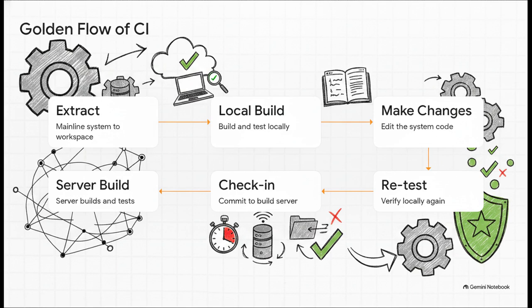And finally, step 6, the server builds and runs its own tests. If it passes, fantastic, your changes become the new definitive baseline. If it fails, well, the developer has to recognize the fault and fix it immediately. So, long story short, CI is all about constantly integrating and testing small changes to catch bugs early.